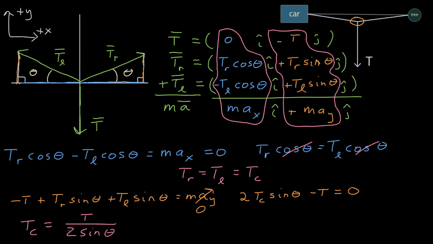Now remember, sine theta is small, so when I plug in those values, I get a tension in the cable of 143,000 newtons. That's more than an order of magnitude larger than the tension that I'm pulling. Now you might think, does this make sense? And maybe it doesn't, that seems too large. But we can double check that to find that it's right.